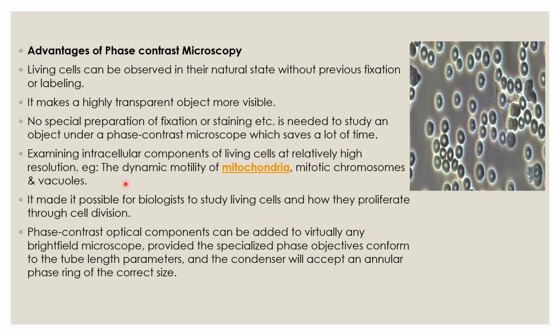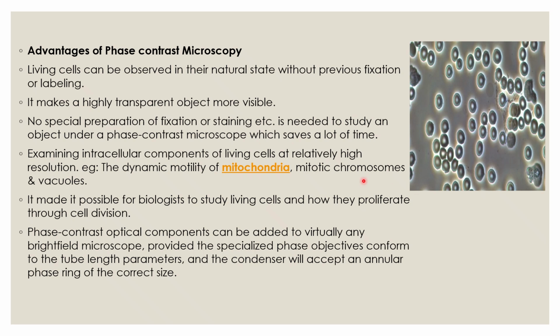Coming to the advantages of phase contrast microscopy: unlike bright field microscopy, you need not stain here. Staining, fixation, and all will be time saving over here, and it makes a highly transparent object also visible. You can also see intracellular components like mitochondria, mitotic chromosomes, vacuoles, and all those things very clearly with a high resolution over here. This is one picture of the image which is obtained in phase contrast microscopy.